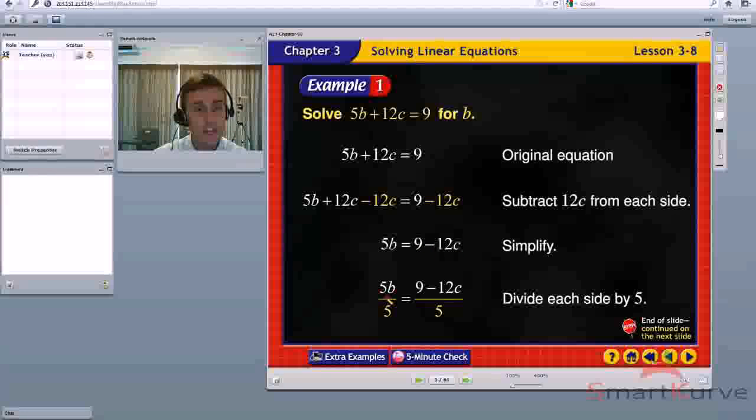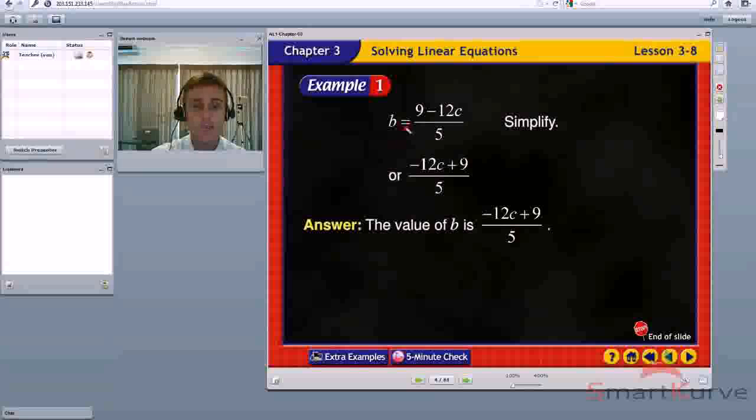Now divide each side by 5. 5b divided by 5, these cancel out. The 5s and the 5s cancel out. 9 minus 12c divided by 5. That leaves us with b equals 9 minus 12c over 5, or negative 12c plus 9 over 5. The value of b is negative 12c plus 9 over 5.